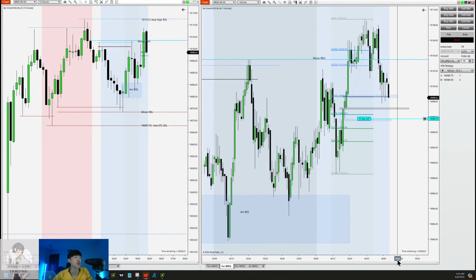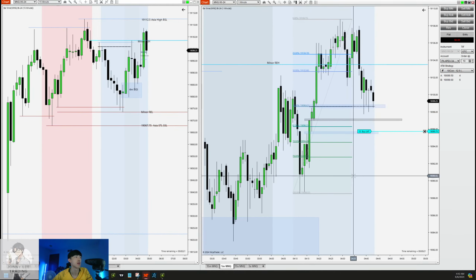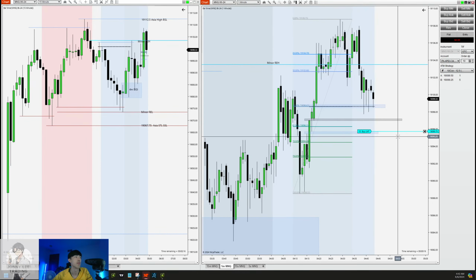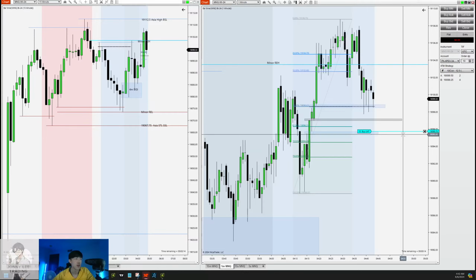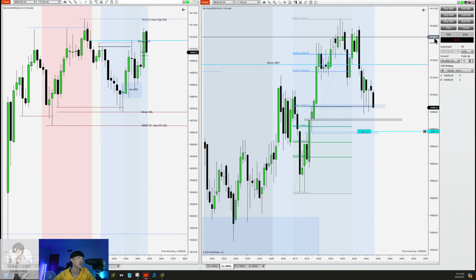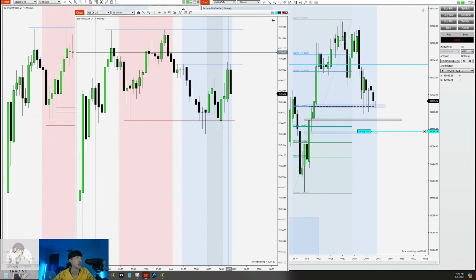So I imagine we trade down to this buy side imbalance, and then I will take that trade. If we're fortunate enough to get it, I'll take that trade up to Asia's high. ES is traveling quite a bit down. So ES retraced quite a bit here.